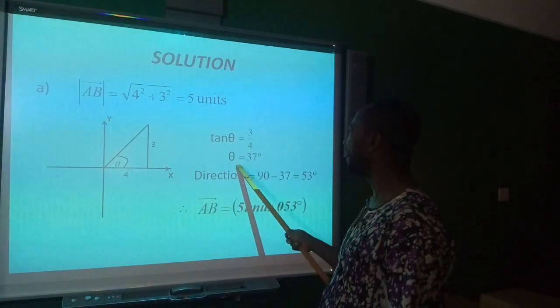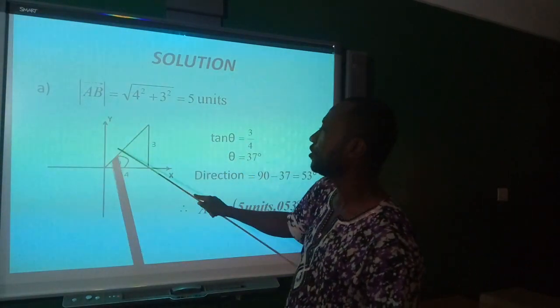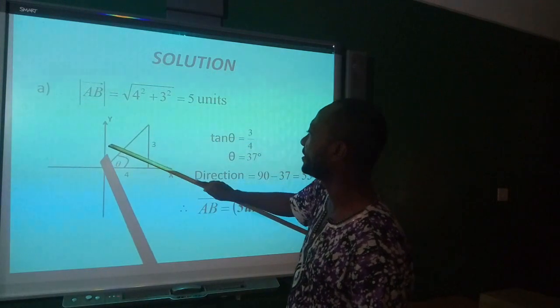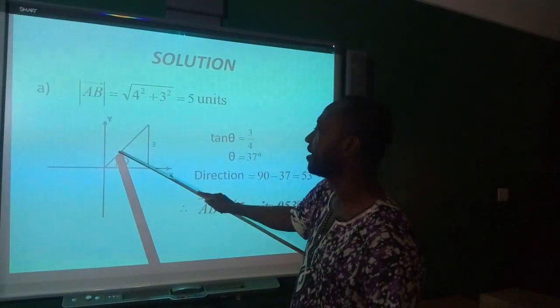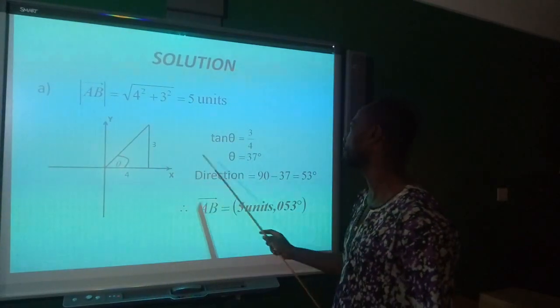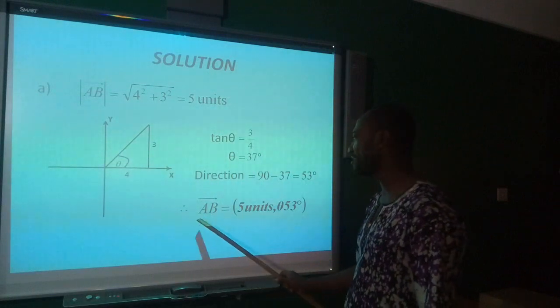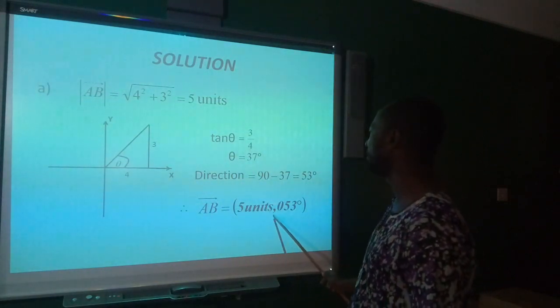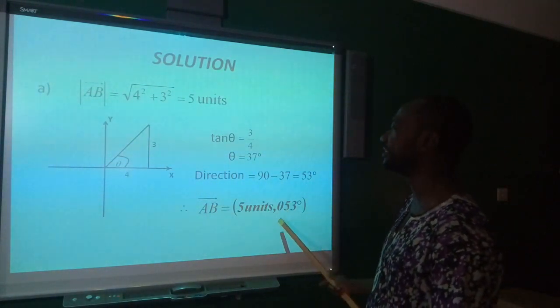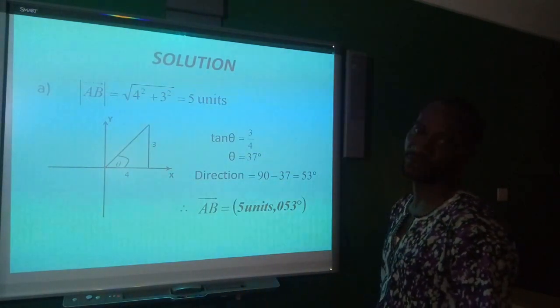Then this angle here is not the direction, because the direction is bearing. It's measured from the north. So our angle or the bearing is from this side to here. But you know the total angle here is 90. So we have to subtract what we have here from 90 to get 53. So our vector AB is now 5 units, 053 degrees, which is in magnitude bearing form.